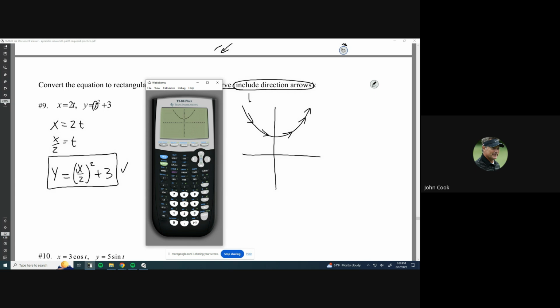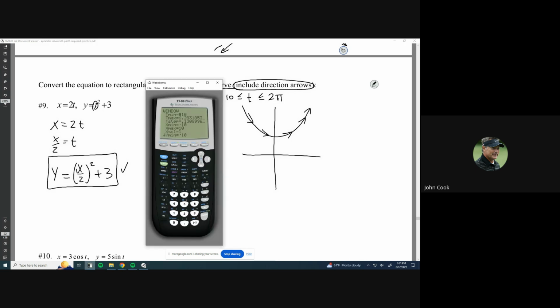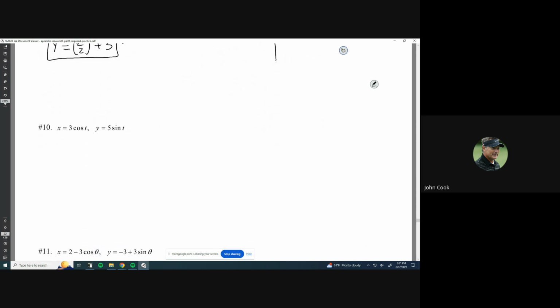I guess it's also helpful to write it out for t greater than or equal to 0 and then less than or equal to, what do we have for the window? 6.28. Let's just say it's 2 pi. And that's good enough. That's how the graph looks basically. I'm trying to think about how much detail I'd want. I don't want a lot, but it looks like it goes through (0, 3). So I'll just say, hey, that's 3, I guess. That's my graph.